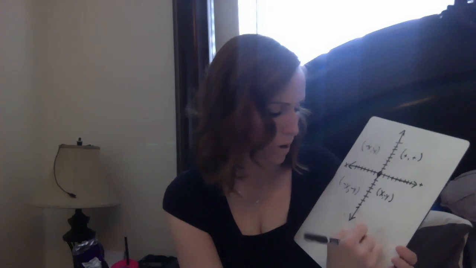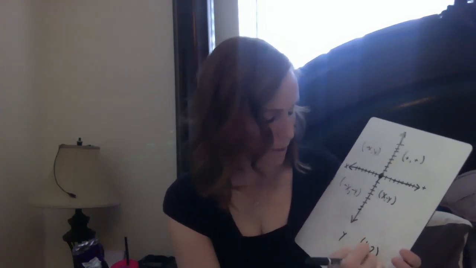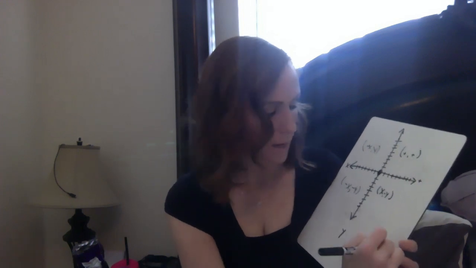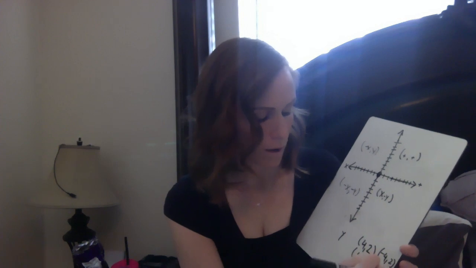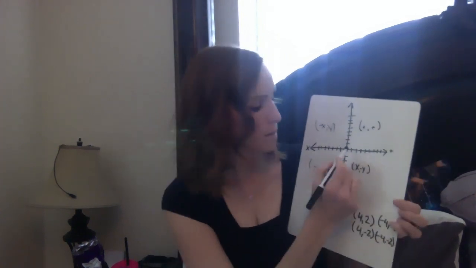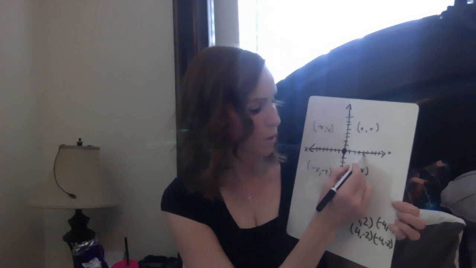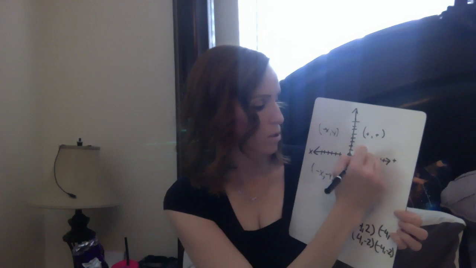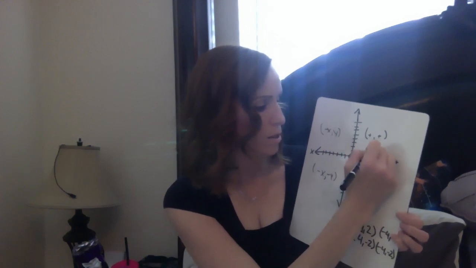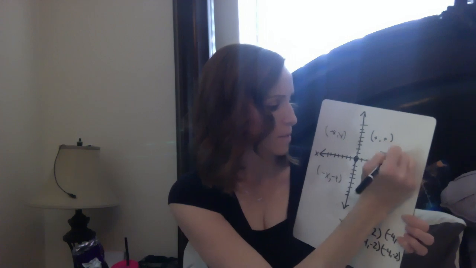We're going to do all of these numbers: positive 4, positive 2; positive 4, negative 2; negative 4, positive 2; negative 4, negative 2. I'm going to show you what that looks like. So we're going to start here and go positive 4. 1, 2, 3, 4. That's my x. I always do that first, and then I go up 1, 2. That is positive 4, positive 2.